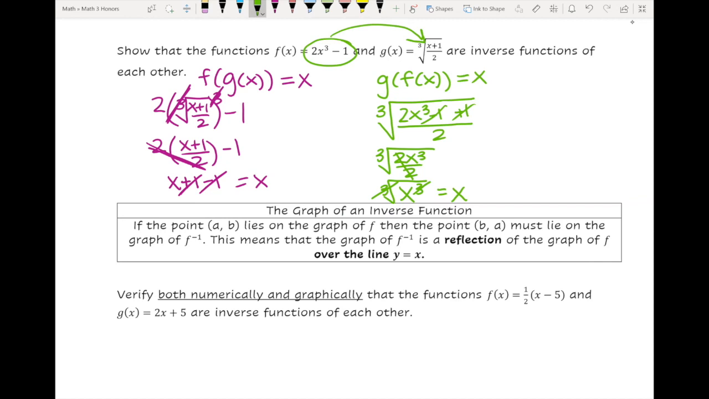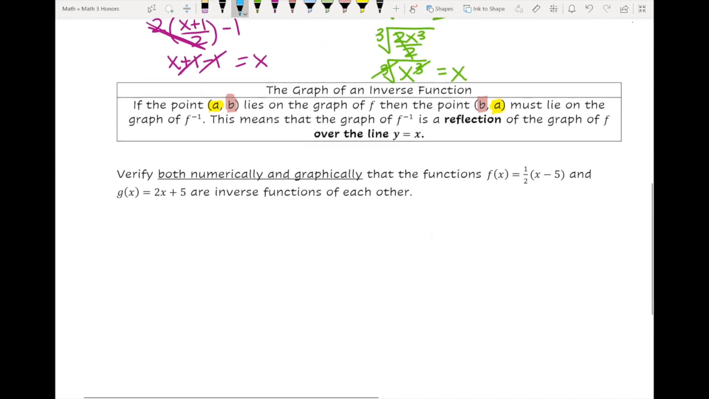And then in the box here it says the graph of an inverse function. If the point (a, b) lies on the graph of f, then the point (b, a) must lie on the graph of f inverse. Let's take a look here. (a, b), like the a is the x value, turns into your a being a y value on the inverse function. If your b was the y value, the b turns into an x value on the inverse function. Again, they have swapped the x's and y's. So it says this means that the graph of f inverse is a reflection of the graph of f over the line y equals x. So we're going to take a look at this and see what happens here.